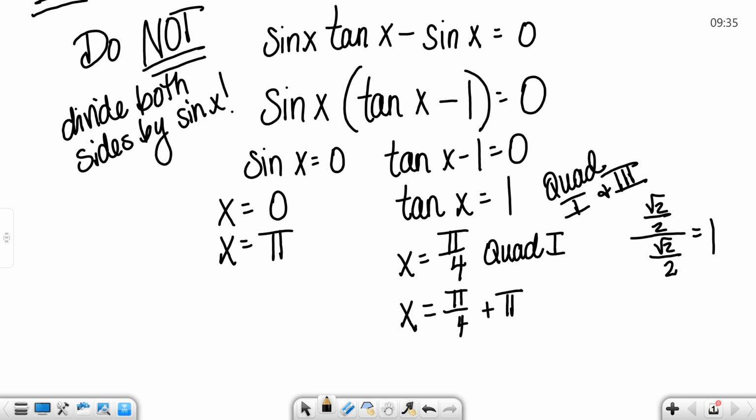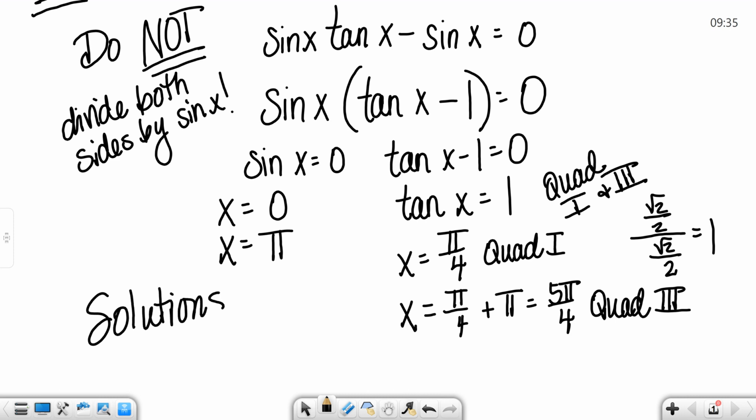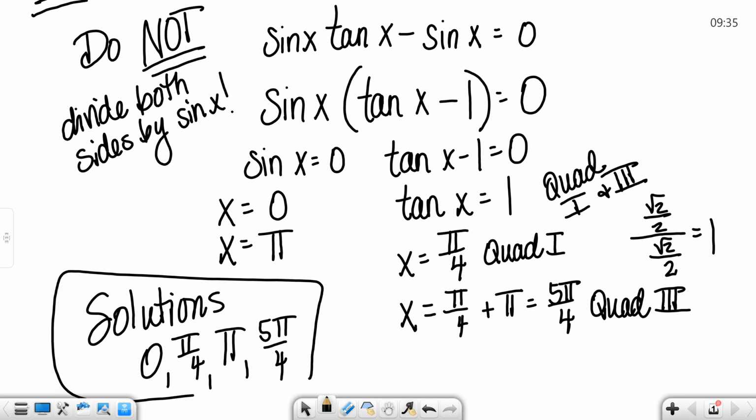So if I find the one in quadrant 3, that just means I add pi, and I would end up with 5 pi over 4. And that would tell me what the radians in quadrant 3. So my solutions, I have 4 of them. They are 0, pi over 4, pi, and 5 pi over 4. 4 solutions. All of those are in that range of values between 0 and 2 pi.